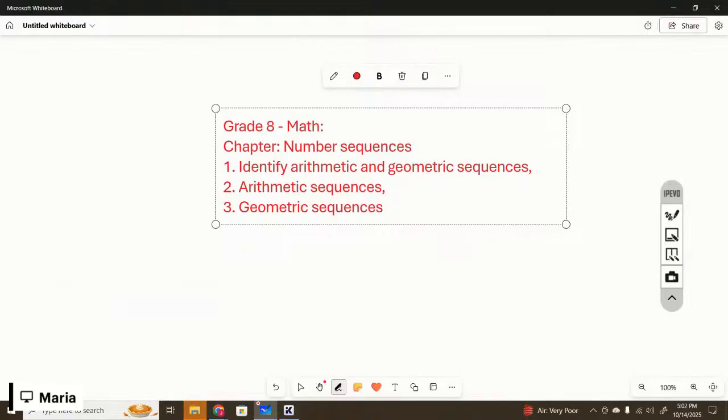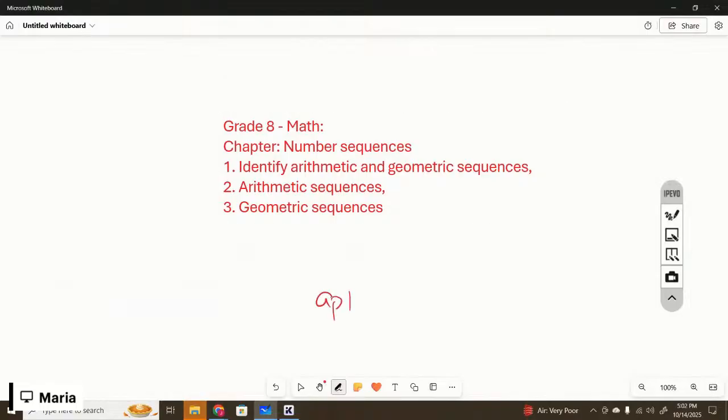You can find all the lessons on aplusstudents.com. You have to log in there using your email address and password provided by the administrator. Then you have to select math from the subject tab, scroll down to grade 8 math, and then click on view all lessons. There you can find a list of the chapters. We're going to start with the chapter number sequences.